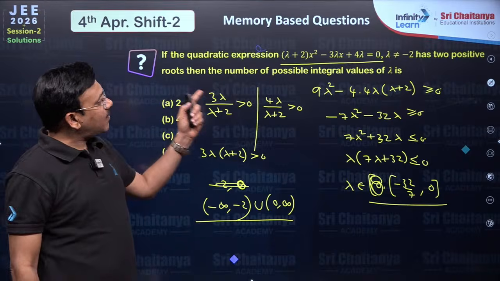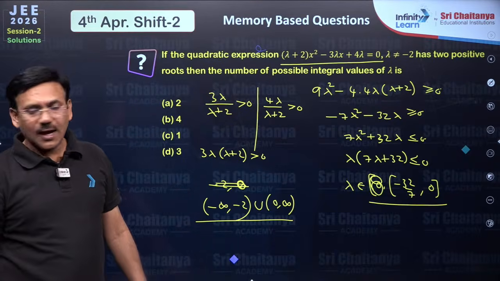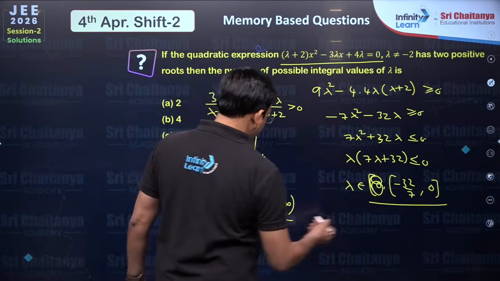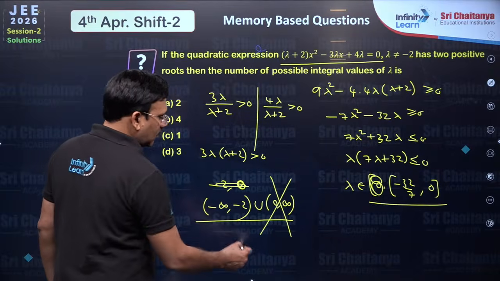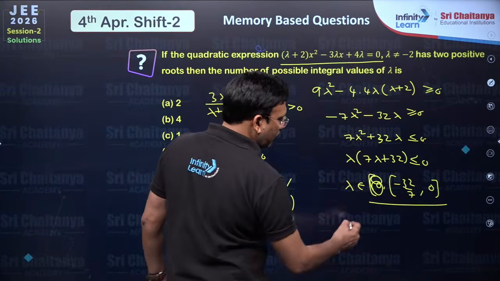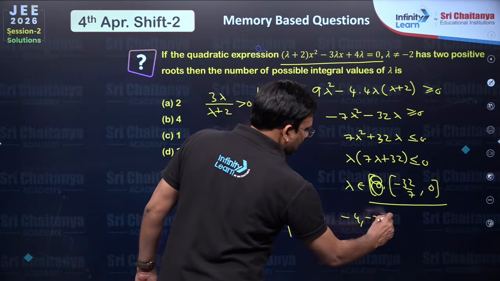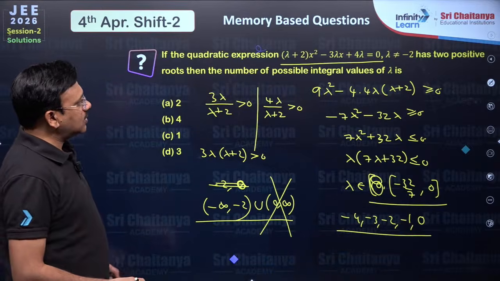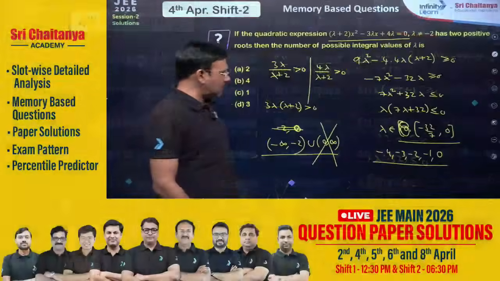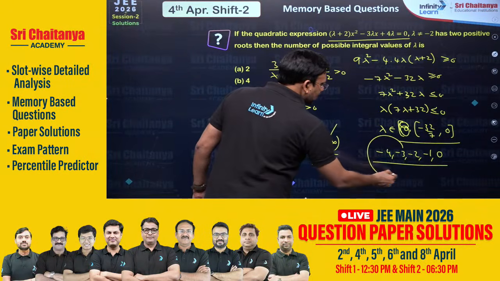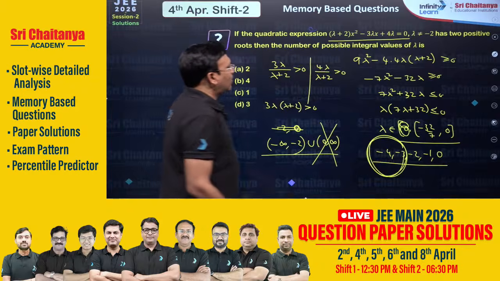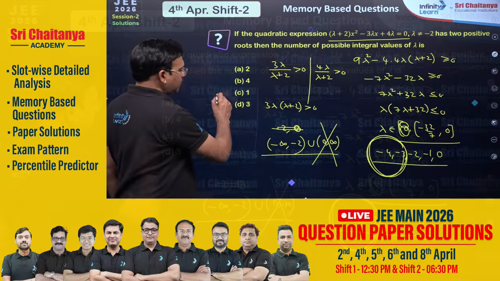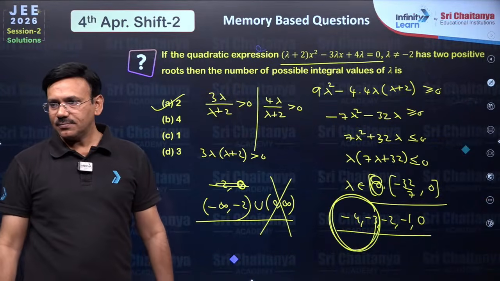He said then the number of possible integral values of lambda. You see guys, here lambda must be negative, it's very clear. So this will not work out. Here possible values, minus 4 point something, means minus 4, minus 3, minus 2, minus 1, 0. And here lambda belongs to this, he said lambda not equal to minus 2, in the sense it must be minus 4, minus 3 are the only possibilities for lambda. So the number of possible integral values is going to be 2 only, okay, right?